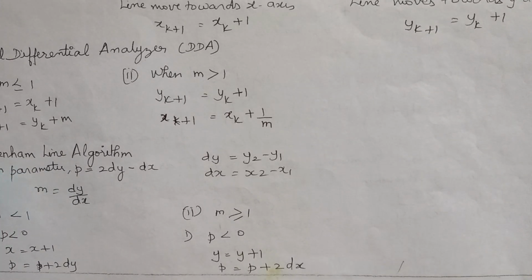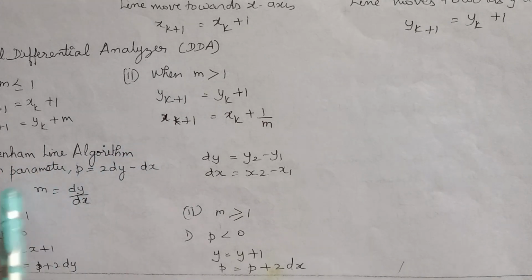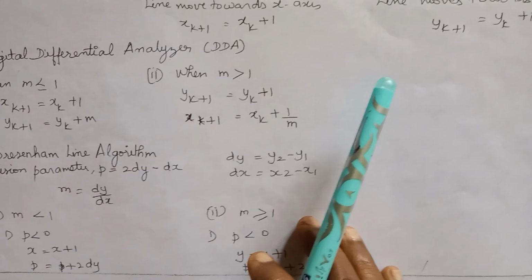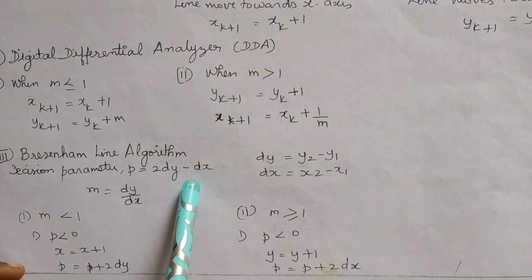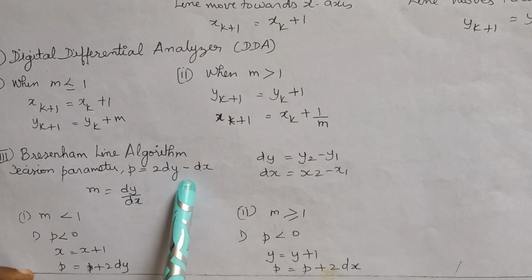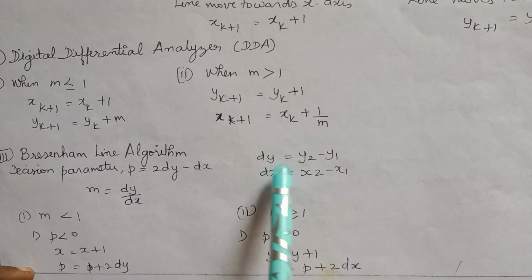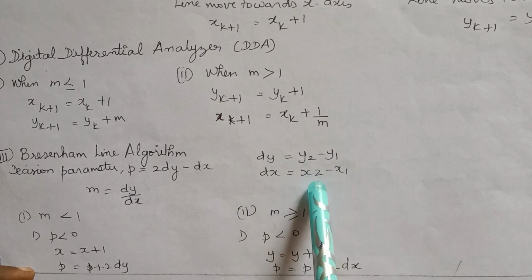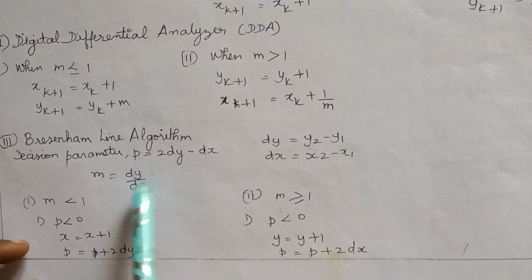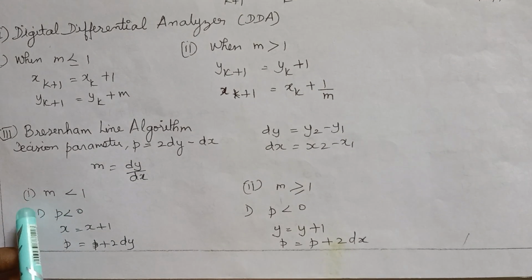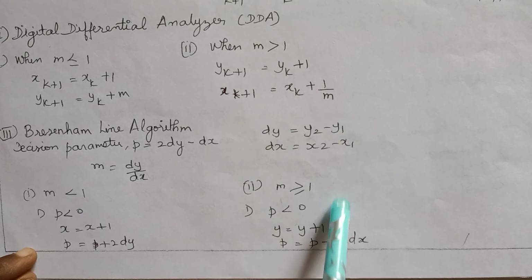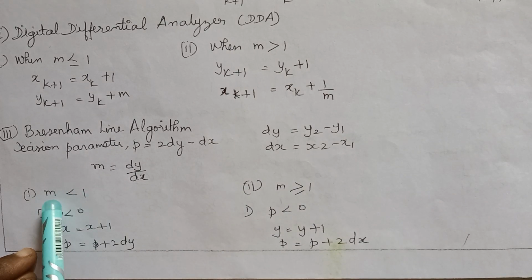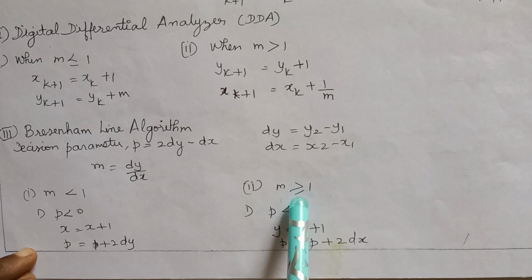So next, Bresenham line algorithm. Here you will use a decision parameter p is equal to 2dy minus dx. You know dy is y2 minus y1 and dx is x2 minus x1, and slope m is equal to dy by dx. Now we have two conditions, that is when m is less than 1 and when m is greater than or equal to 1. So this condition will be different from the other two.